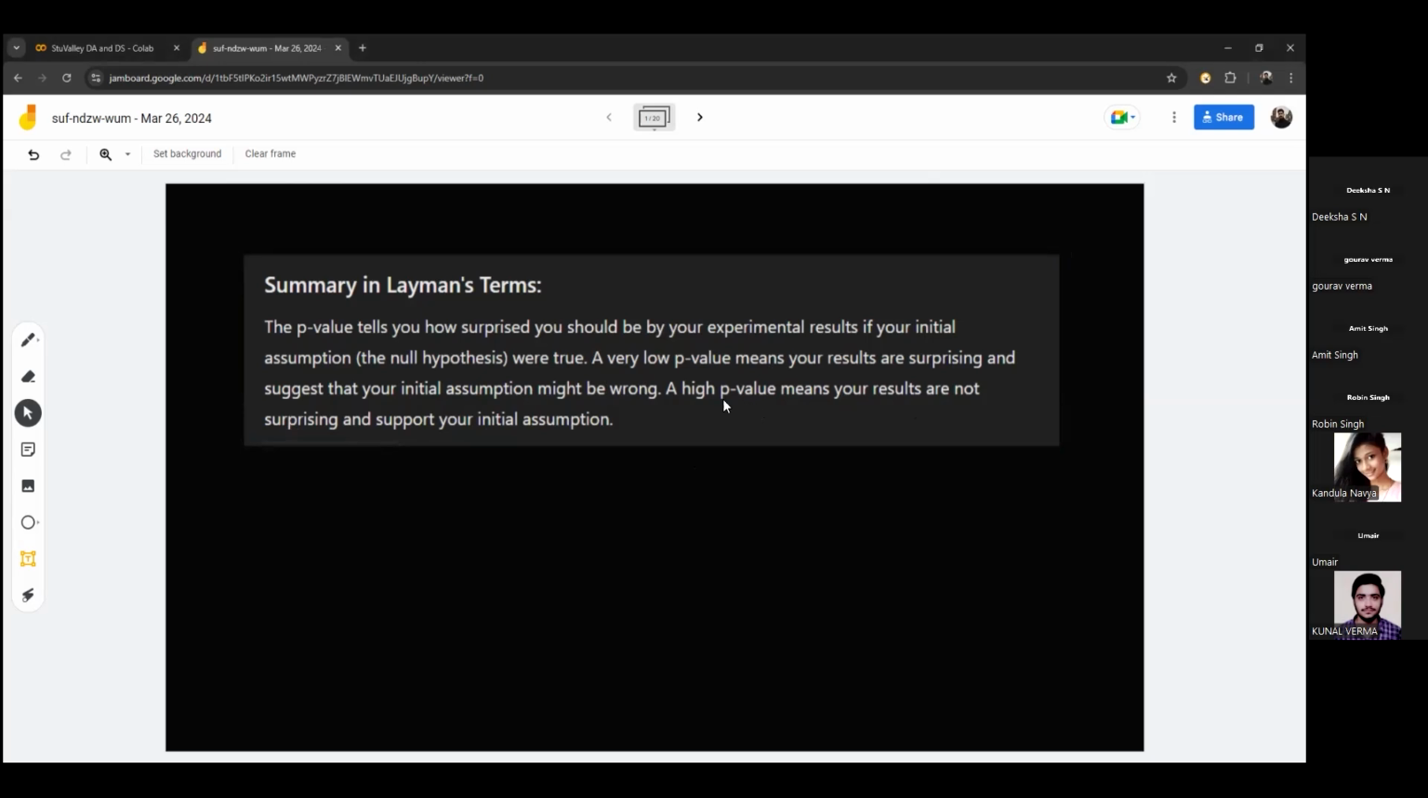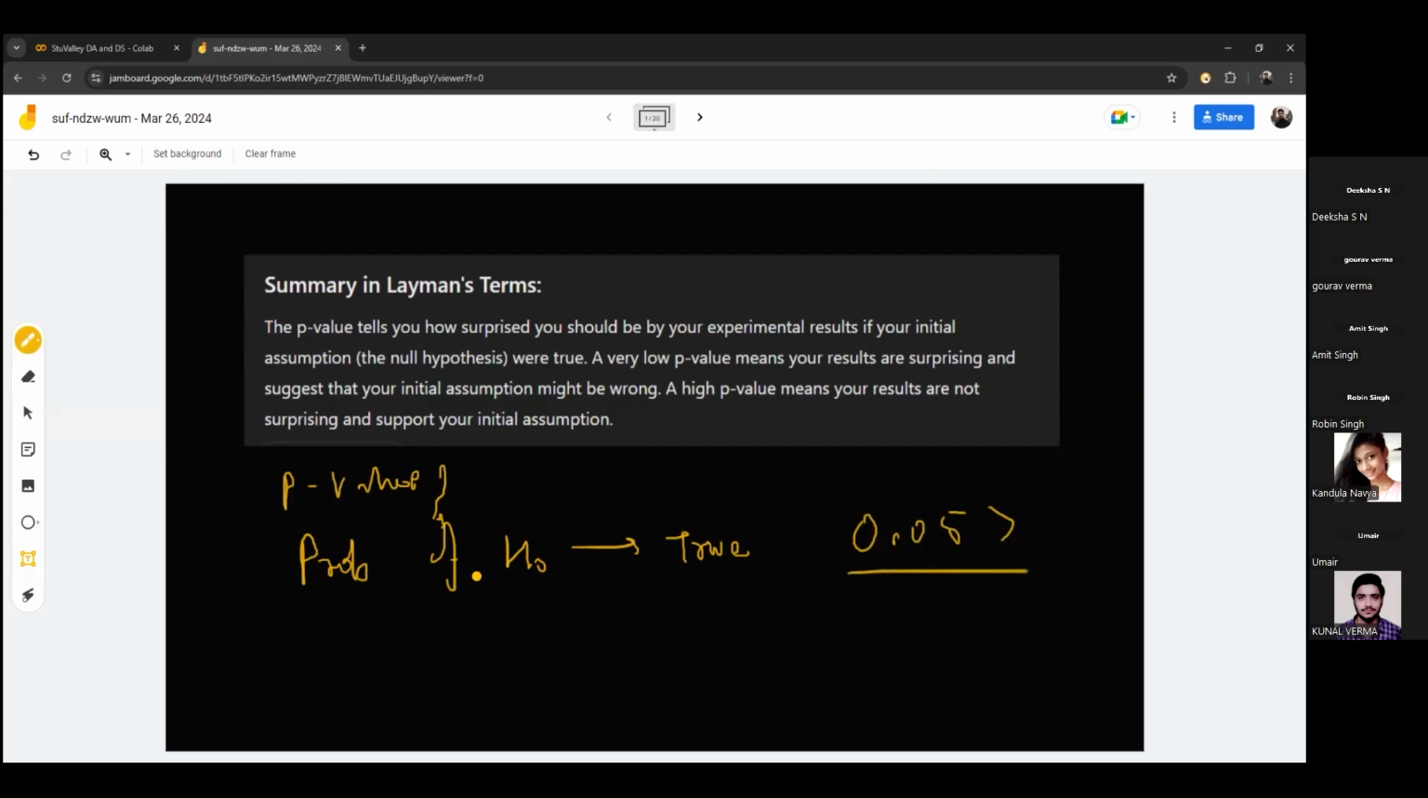Basically ये भी बोलते हैं कि null hypothesis is the probability of getting the null hypothesis true. ठीक है? One more thing we say, what is p value? What is the p value? It is the probability of null hypothesis to be true. True होने की probability है. 0.05 या उससे ज़्यादा आ रहा है तो we can say बहुत ज़्यादा सपोर्ट कर रहा है हमारे null hypothesis.